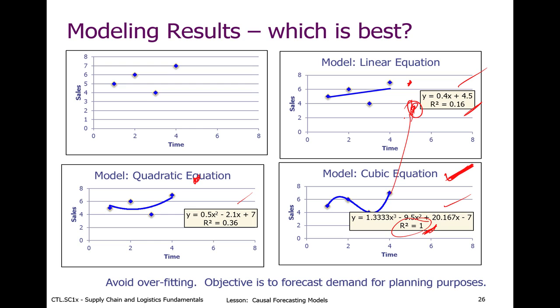So you've got to ask yourself, just because I have goodness of fit to history doesn't mean it's going to be a good fit going forward. So you have to avoid overfitting. It's easy, it's tempting to maximize that r squared, but you've got to use some judgment of the underlying behavior you're trying to model.